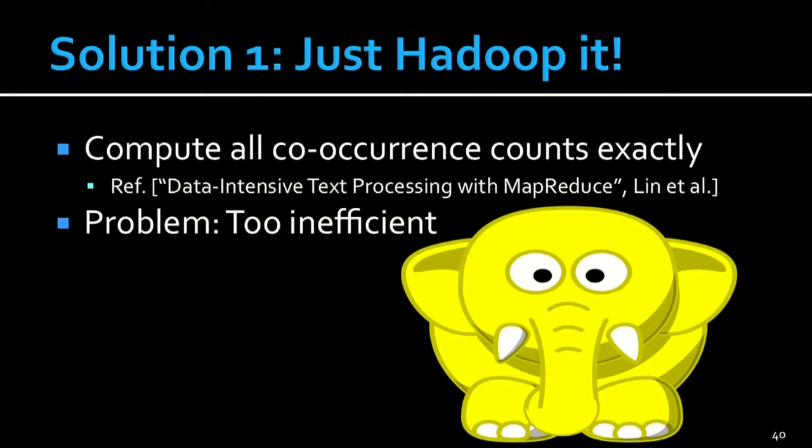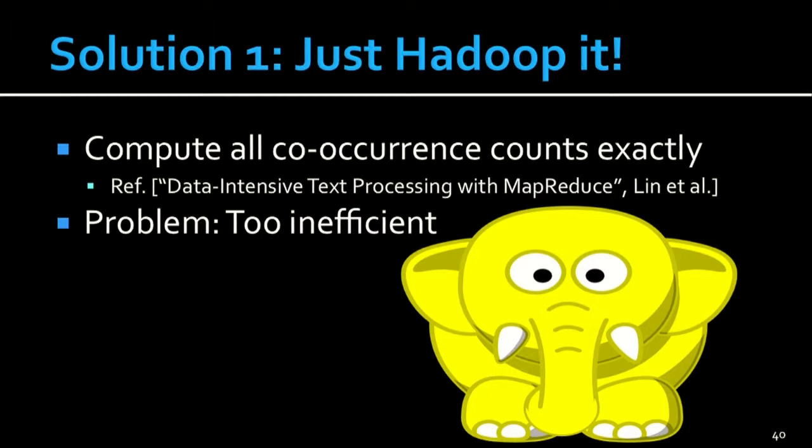I'm sure all of you can either know or can easily figure out how to write this, how to solve this problem in MapReduce. If you want, you can also look at the book by Jimmy Lin on text analytics in MapReduce, which has a whole section on this problem. So that's one way of doing it. But the problem with this is that it's too inefficient.